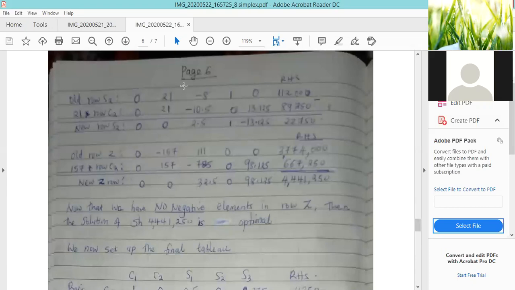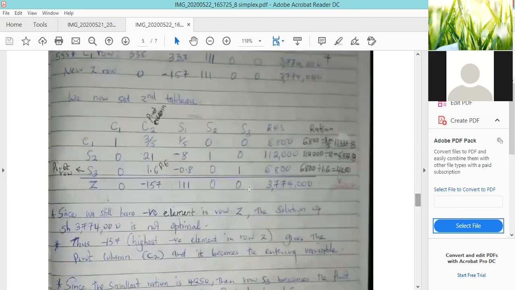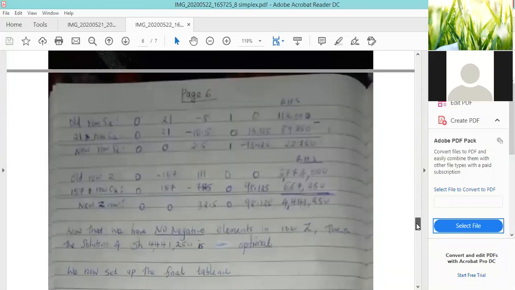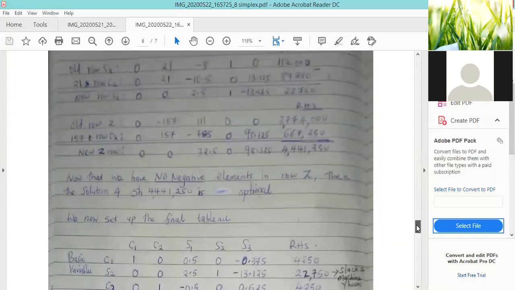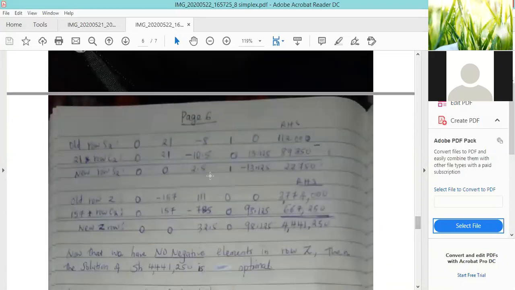Row C2, we had a 21. If you are to go back to table 2, this was our table 2, we convert this 21 to be equivalent to 0. Again, I'm still using my new row C2 elements. And to make this 21 to be 0, because on my C2 I had a 1 here, I just multiply by 21. Again, don't complicate your work. And you'll have created a 0 alongside that particular column.